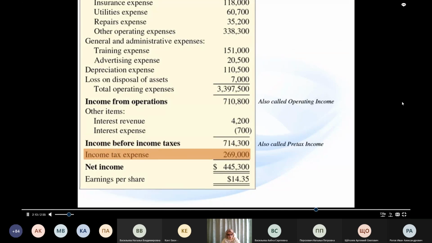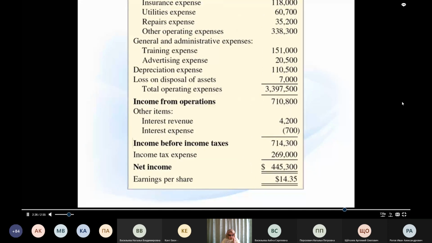Income tax expense, also called provision for income taxes, is calculated as a percentage of pre-tax income, determined by applying the tax rates of the federal, state, local, and foreign taxing authorities. Income before income taxes minus income tax expense equals net income.